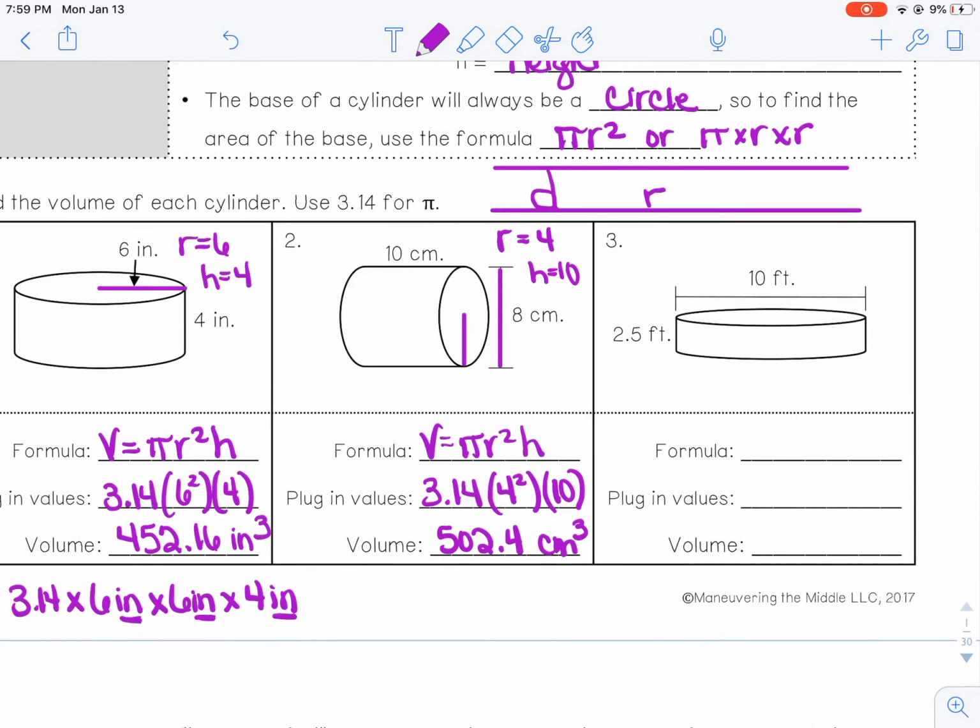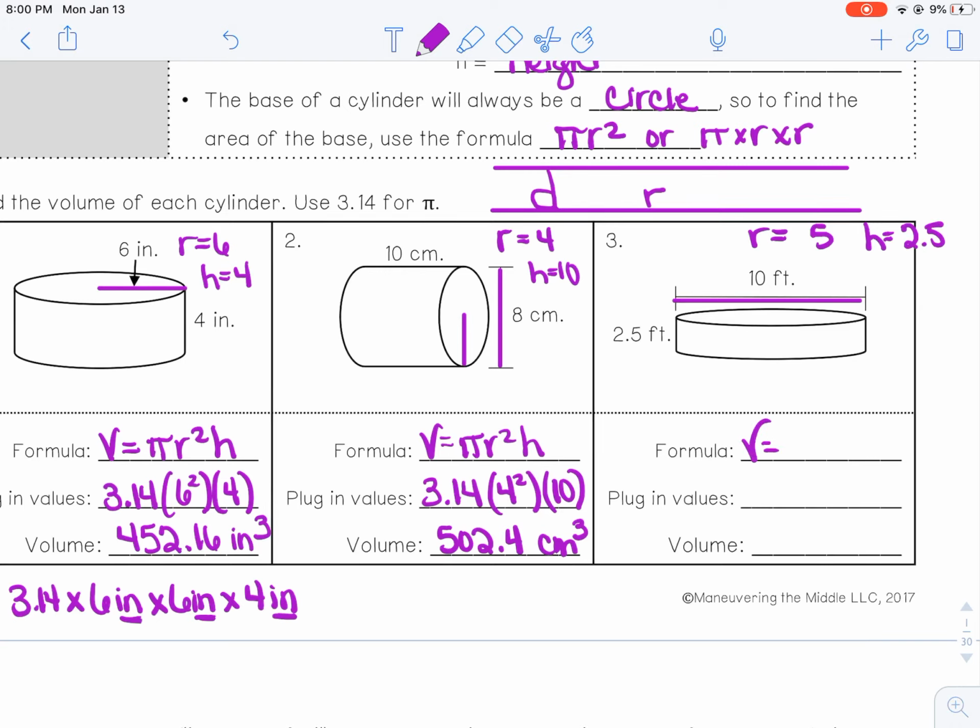So the first thing that I want you to do is tell me what the radius is. Again, this is showing you the entire width of the circle, which is the diameter. You need half of that, so the radius is 5 foot, and the height is 2.5.